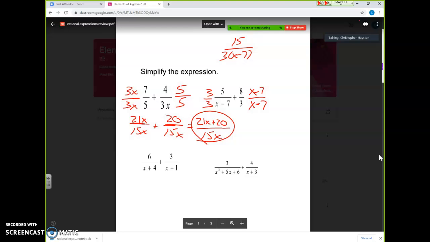Okay, on this side here, we're going to have 8x minus 56 over 3 times x minus 7. And now I have the common denominator of 3 times x minus 7. So now I'll distribute it. And up top, I have 8x. Negative 56 and 15 is a negative 41. And there's my answer.